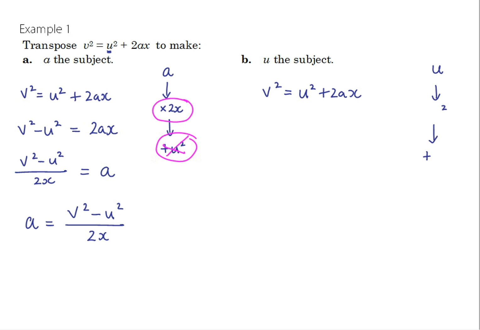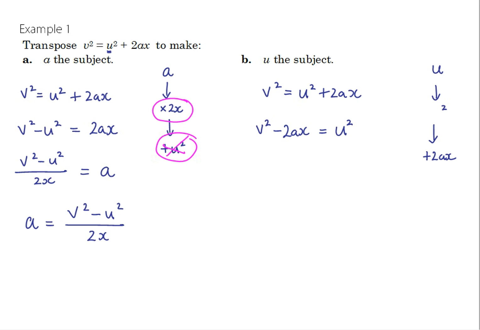And then we've added 2ax. So we want to undo those things to get back to u, to isolate u on its own. So the opposite of adding 2ax is to subtract 2ax. So I'm going to subtract 2ax from both sides. So we're going to have v squared minus 2ax on the left-hand side, and subtracting 2ax from the right-hand side will simply make it disappear, which was the whole purpose of choosing to do that.